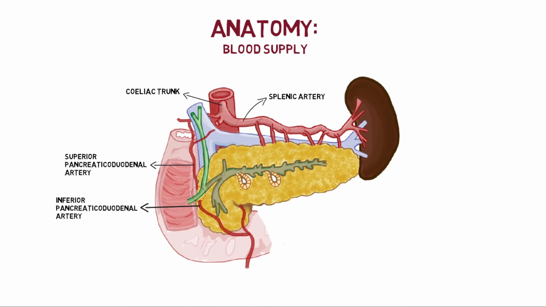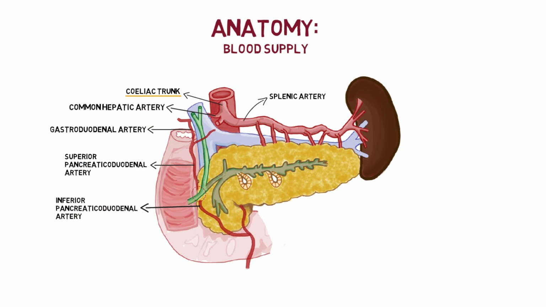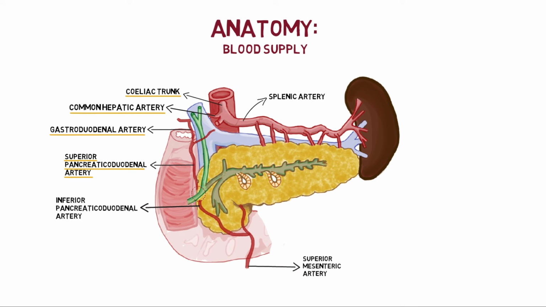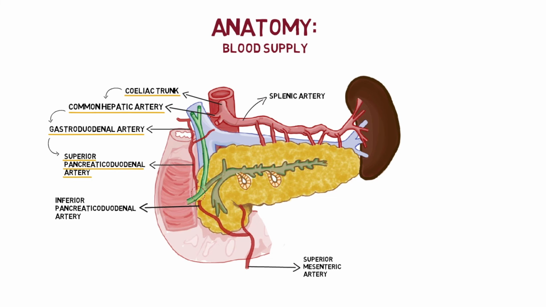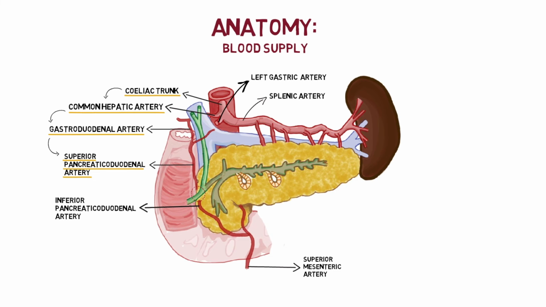The superior pancreatico-duodenal artery is a branch of the gastroduodenal artery, which is a branch of the common hepatic artery, also another main branch of the celiac trunk. So it goes celiac trunk, which then gives rise to the common hepatic artery, which then gives rise to the gastroduodenal artery, which finally gives rise to the superior pancreatico-duodenal artery. The inferior pancreatico-duodenal artery is a branch of the superior mesenteric artery, which arises further down the abdominal aorta. For the sake of completion, the third branch of the celiac trunk, the left gastric artery, is also shown here.